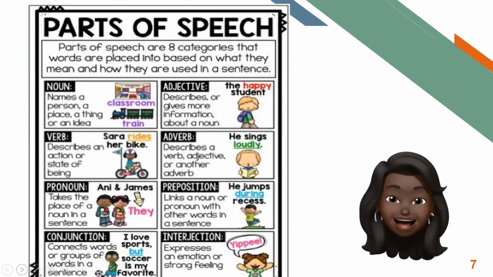Now, let's focus on parts of speech. Focus on the first four. So on your paper, I want you to write down the definitions of noun, verb, adjective, and adverb. Go ahead and pause the video so you can copy them down.